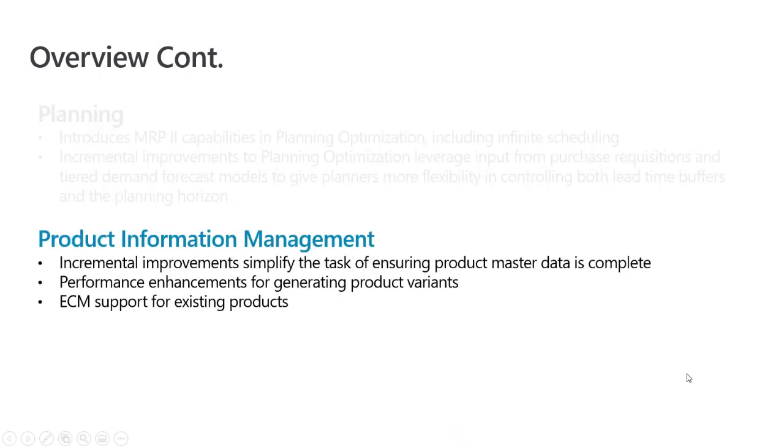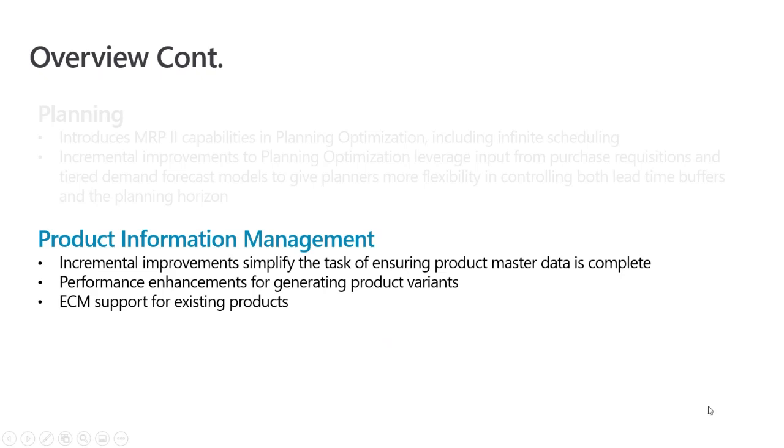And then under product information management, again, just some incremental improvements here that simplify ensuring that your product master data is complete when you're creating new product masters. And then some performance enhancements around the generating of product variants for those product masters. And finally, ECM, or the engineering change management support for converting your existing standard products into engineering products so that you can use that ECM functionality.